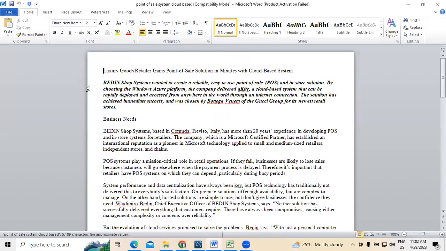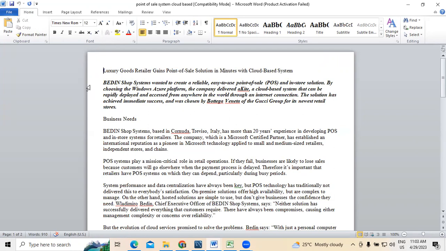You can consider this case study itself as a project. The case study is that Betting Shop Systems is an organization developing point of sale systems for different retail store owners. They have identified some business problem, and based on that business problem, they want to provide a cloud-based point of sale system. Developing a cloud-based point of sale system is the decision taken by Betting Shop Systems. This is the case study I'm explaining to you.